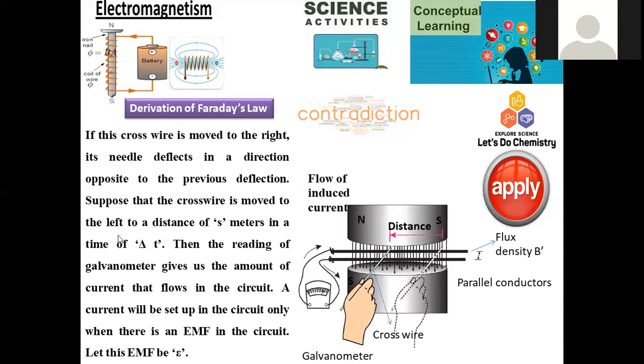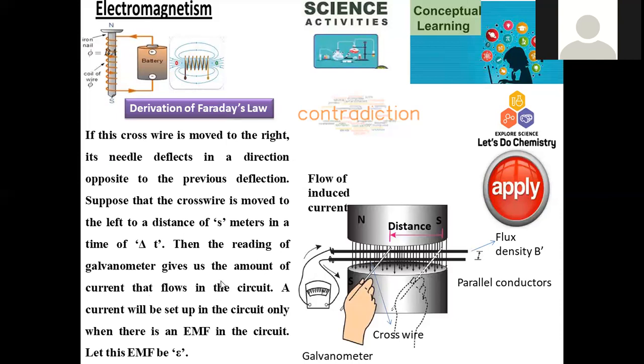Suppose that the cross wire is moved to the left a distance of S meters. When all the cross connecting wires are moved to the left side, the distance traveled is S meters, for example, during the time period of delta t. Delta t is nothing but the change in time. That may be 1 minute, 1 hour. That depends upon the time of observation under which you are doing this experiment.